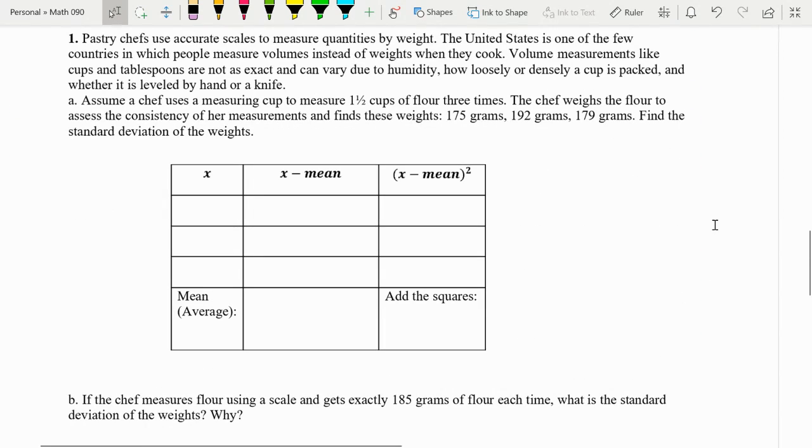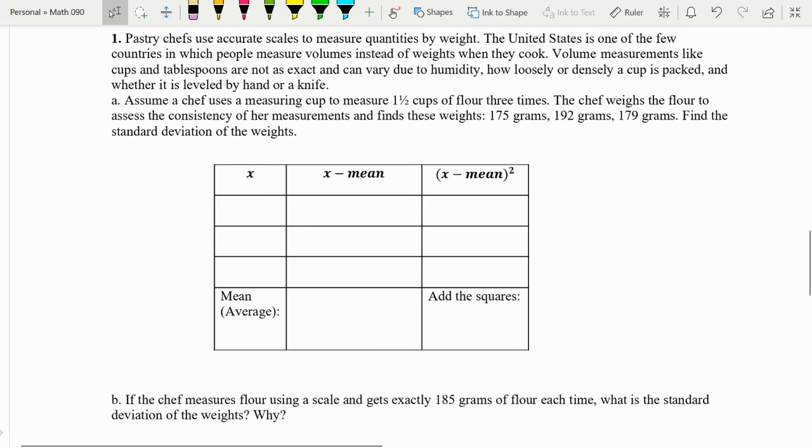So let's look at these. If you want to pause it and try doing it yourself, I would really recommend that. But here's the numbers. This is talking about a chef. I'll let you guys go through and read it. So here's the numbers: 175 grams, 192, 179. If I can learn my numbers.